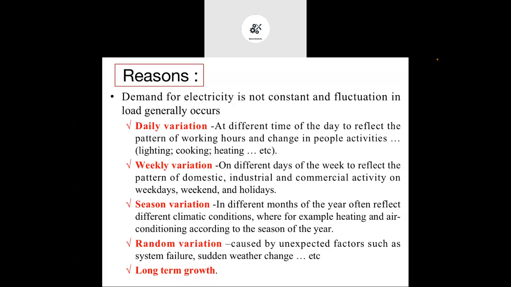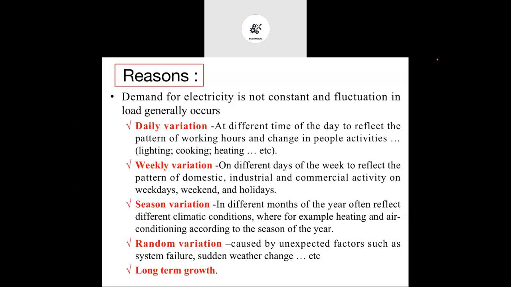Then random variation is there because of any other reason. If the demand of the power increases or decreases, that is called a random variation. It may be because of a system failure. It may be because of a grid failure. Sometimes it is because of a sudden weather change, etc. So whatever the reason for the random variation, next will be the long-term growth.